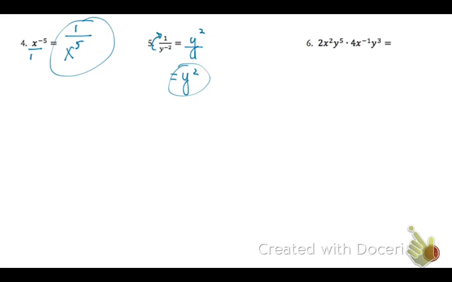Now with number 6, we're multiplying everything, so I'm going to think of like terms. So I'm going to take my 2 times my 4, which is 8, and then my x squared times x to the negative 1, so I can just add those exponents. And then y to the 5th times y to the 3rd. I'm going to add those exponents. So I'll end up with 8x times y to the 8th.